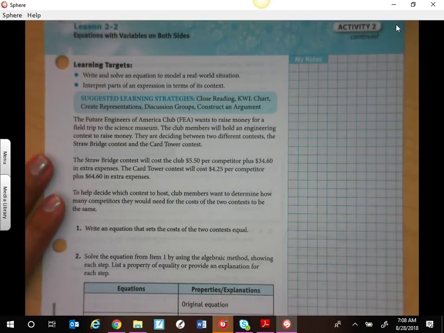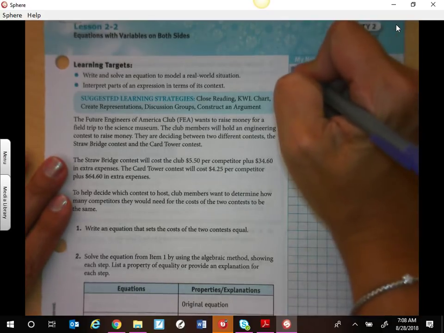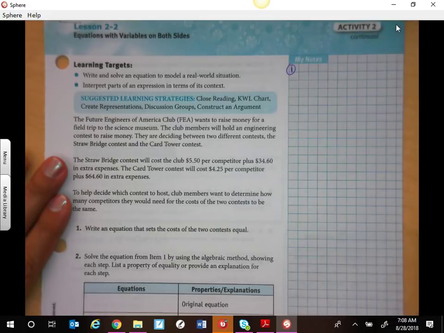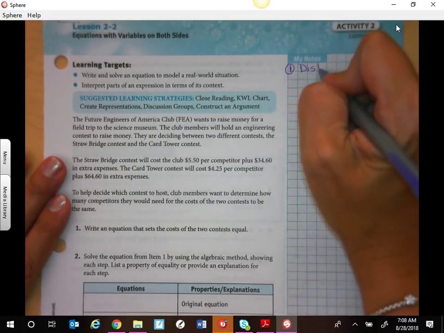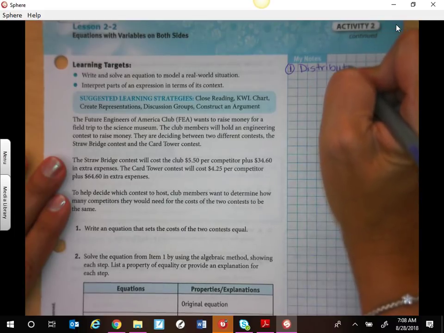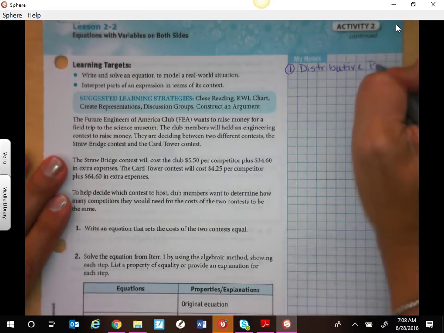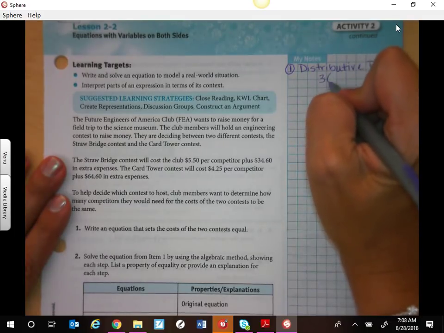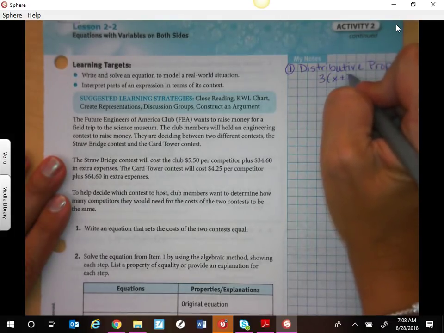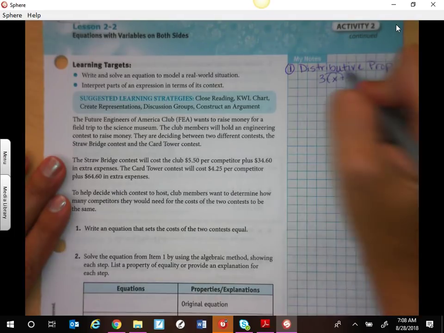Our goal today is to review solving equations with variables on both sides. Last year you should have learned the steps when solving an equation, things you want to look for. The very first thing you want to look for is if there is a distributive property that needs to be simplified, meaning we have a number outside of the parentheses and we need to multiply all the way through.